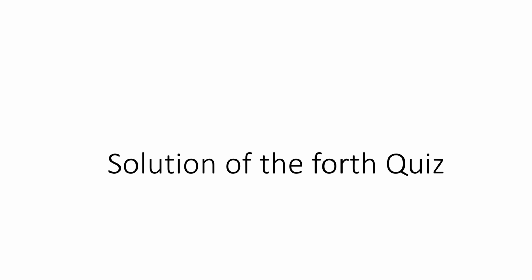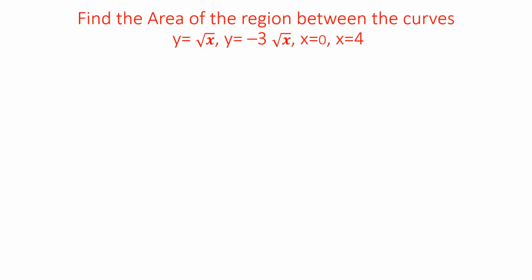The solution of the fourth quiz. First question: find the area of the region between the curves y equal to square root of x and y equal to negative 3 square root of x, and x equal to 0, and the last one x equal to 4.